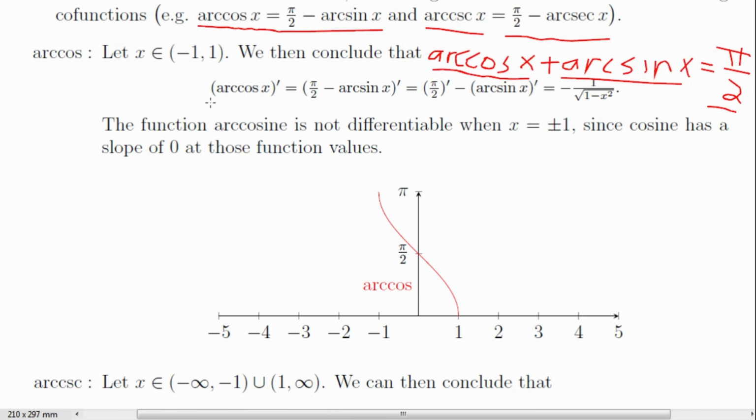So we want to take the derivative of arccosine of x. We just rewrite it as pi over 2 minus arcsine of x. We take the derivative of each term. This constant here just goes to 0, and we end up with a negative sign in front of the derivative for arcsine of x, which gives us our answer. So for the next two proofs that we want to do, the same thing will happen. We'll just end up with a negative sign in front of the inverse of the cofunction.